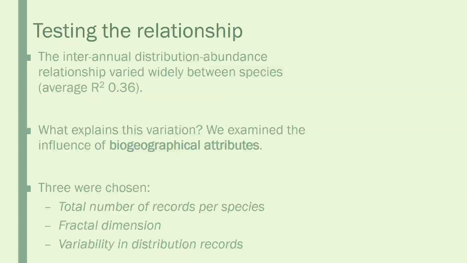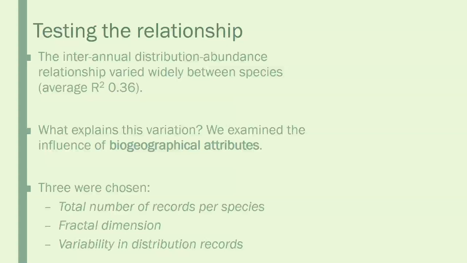And the way we chose to do this was to look at metrics we called biogeographical attributes. These, very simply, were metrics that we thought might go some way to explaining why this relationship varied between different species. They were also very simple metrics that you can calculate using distribution data. You do not need any ecological knowledge to get this data. So that was part of our reasoning as well. So we picked three. The first one was total number of records of a species across the entire study period. So how much data does it have? How common is it? And also how well recorded is it is another factor in this variable.